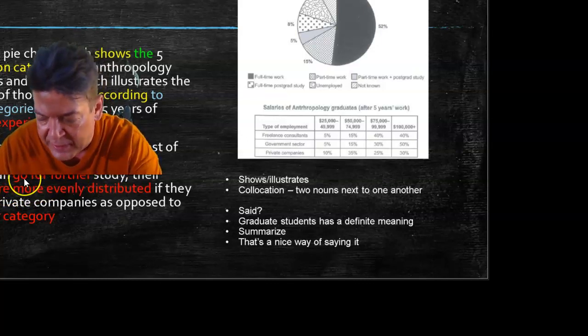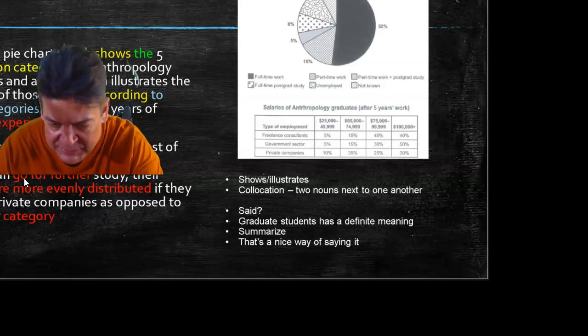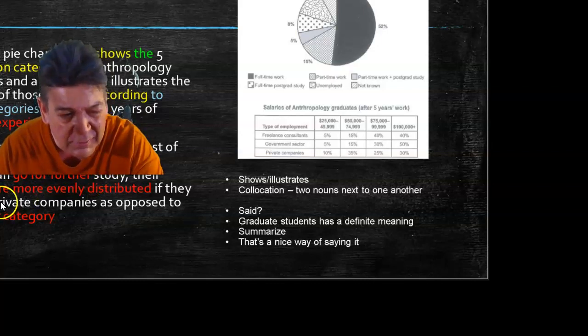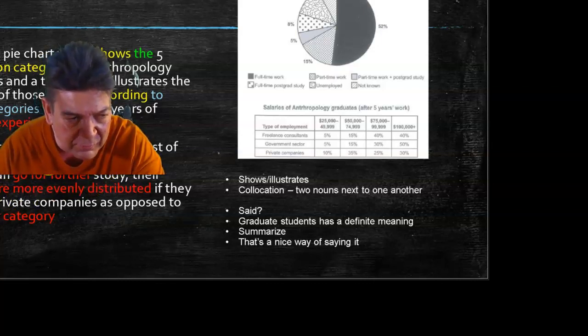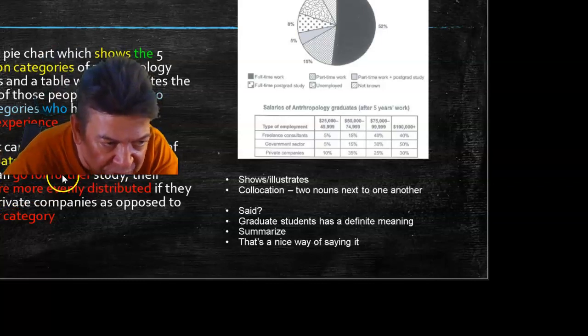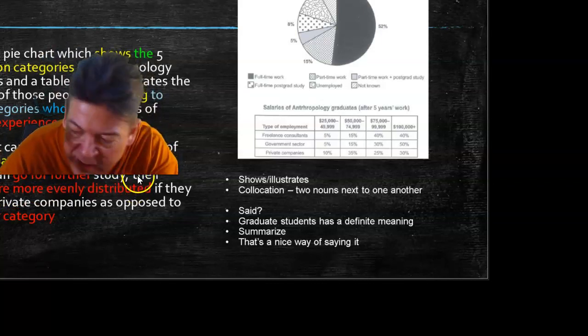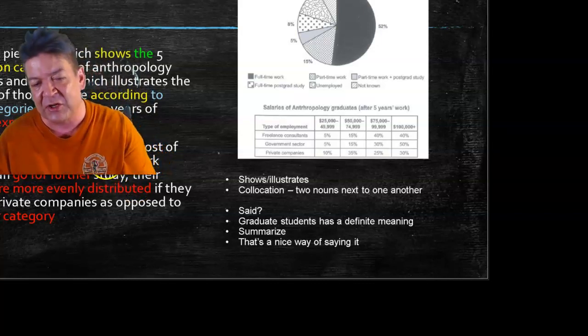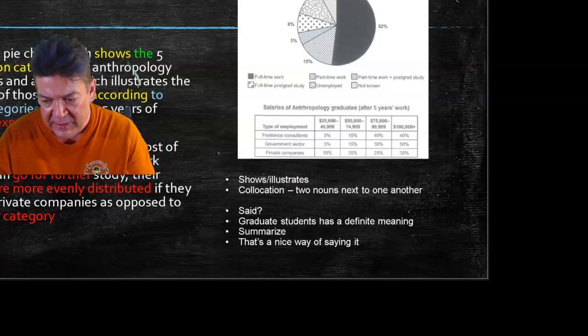Now the reason this is red is the first commandment in task 1 is summarize. And by summarizing, you need to use as few words as possible. And do you need go for further here? No. Prefer to work rather than study. Okay, overall, while most of the graduates, now the second half of a while such and such has to present a contrast to the first part.